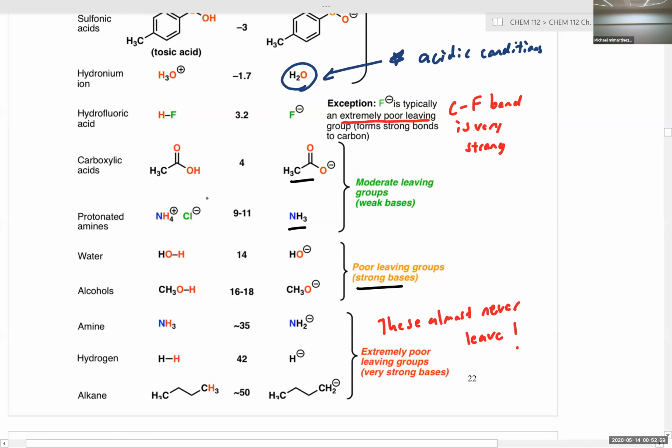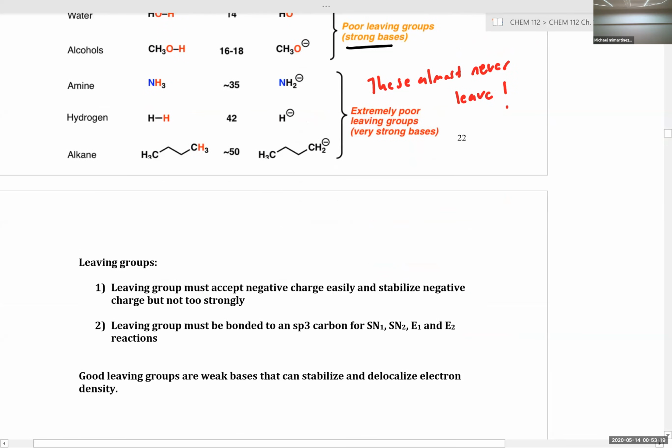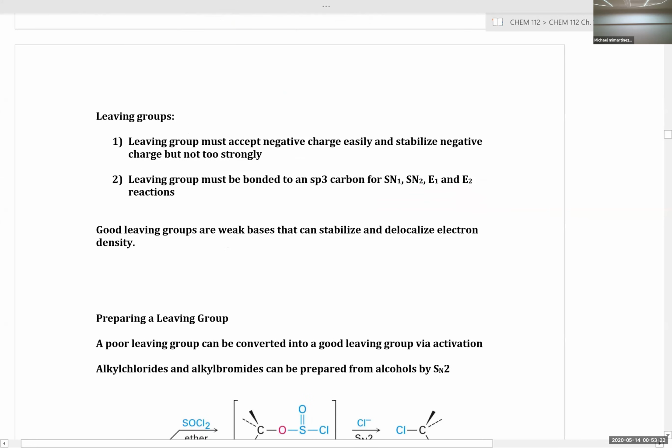Again, you can think back to the rules that govern strong acids, weak acids, strong bases and weak bases. And depending on the strength of the base, you can determine whether something's a strong or weak leaving group. Okay, so all of this information is present in tables. Now let's talk a little bit about properties and strategies involving leaving groups. So a good leaving group must accept a negative charge easily and stabilize a negative charge.